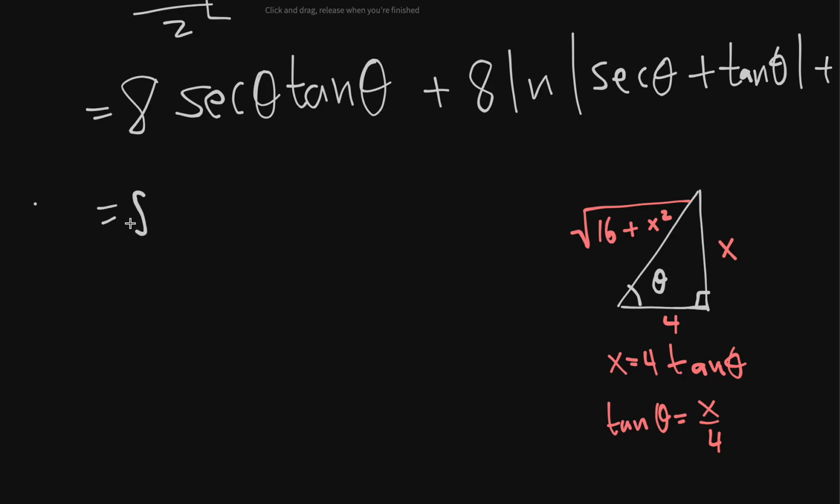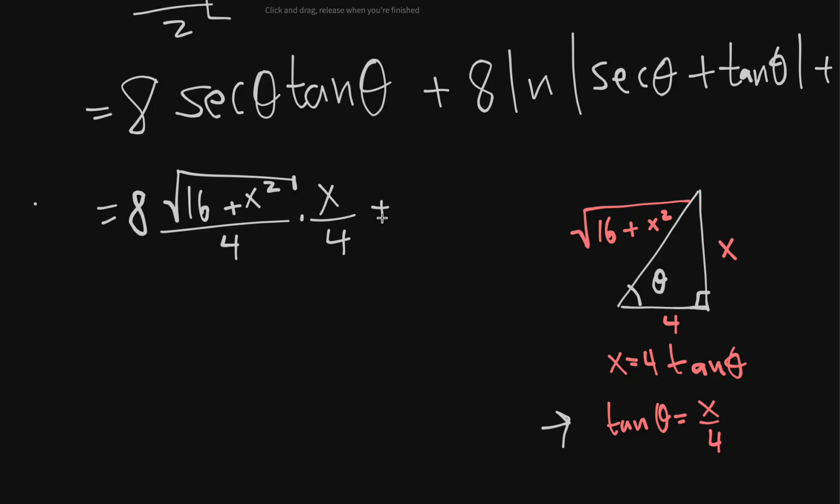So secant theta, well, secant is 1 over cosine, and cosine is adjacent over hypotenuse. So secant will be hypotenuse over adjacent. So that'll be square root of 16 plus x squared over the adjacent side, which is 4. Tangent is opposite over adjacent. We already know tangent's x over 4 from here. And now we already know these, we just did them. So we're just going to plug them in.